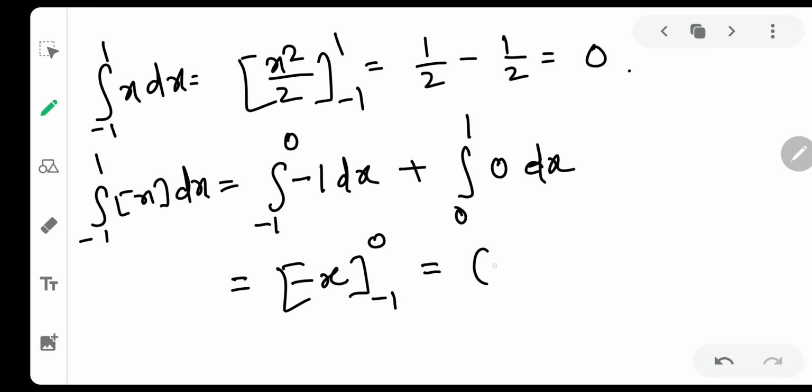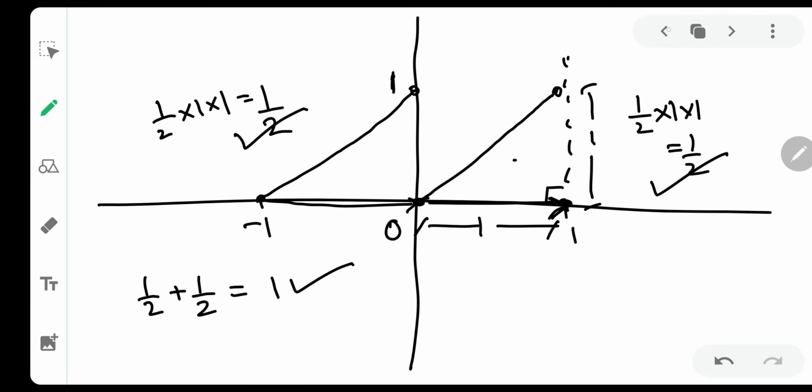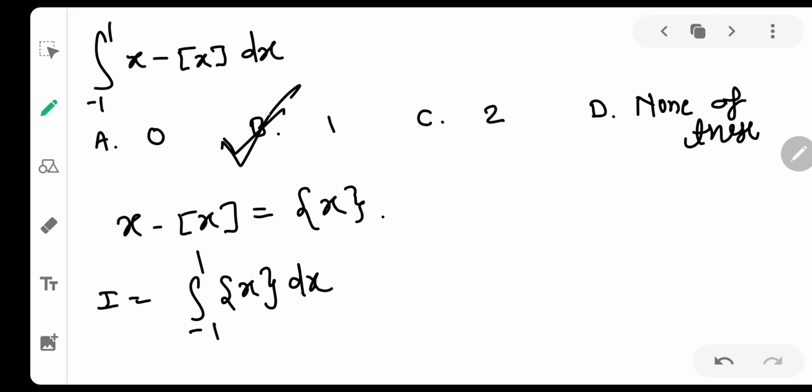So let us put the upper limit 0 and then the lower limit -1, which, as you can see, comes out to be -1. Our final answer is nothing but 0 minus -1, which is nothing but 1. Hence the correct answer for this question is option B.